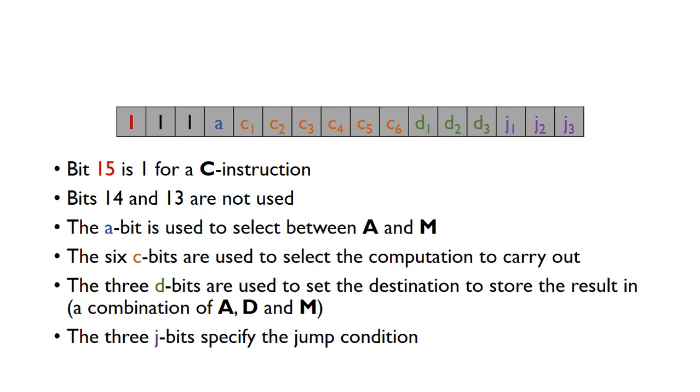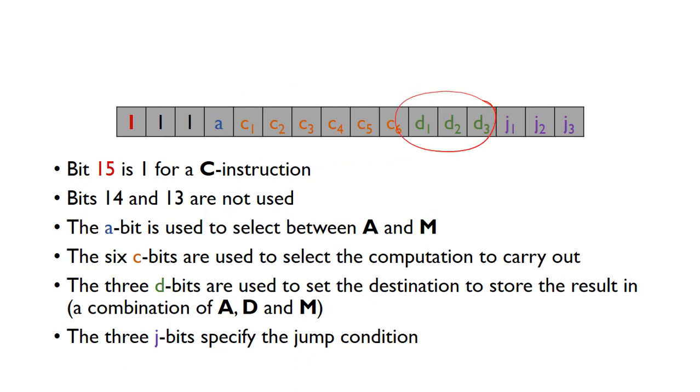And then this A bit is used to select between A and M. So we saw before with the ALU, we always did an operation on the D register, and then the other one we could select between A and M. So this A bit is used essentially to select between A and M. Then we've got our 6 computational bits. These select which computation to carry out, and these are essentially the ALU opcodes which we've seen.